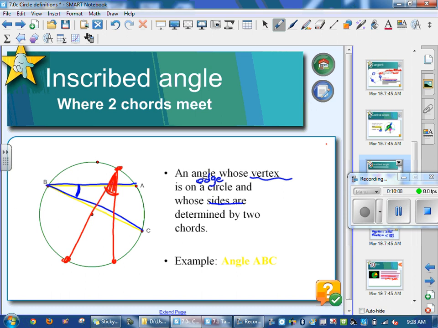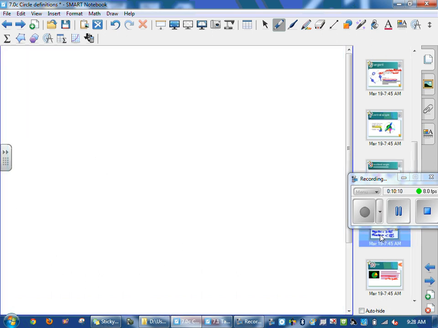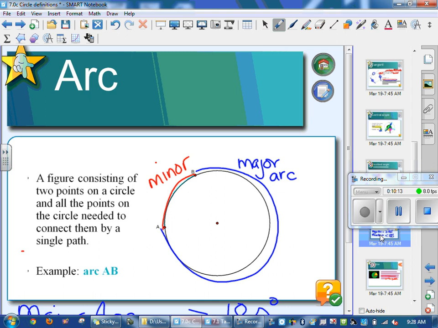Next one's an arc. What are arcs? These are sections on the outside of the circle, the edge of the circle. The edge of the circle all the way around is called the circumference. So on the circumference of the circle, that's where you get your arcs. Now, arcs that are less than 180, so less than a straight line, are going to be called minor arcs. Arcs that are equal to or larger than 180 are called major arcs.